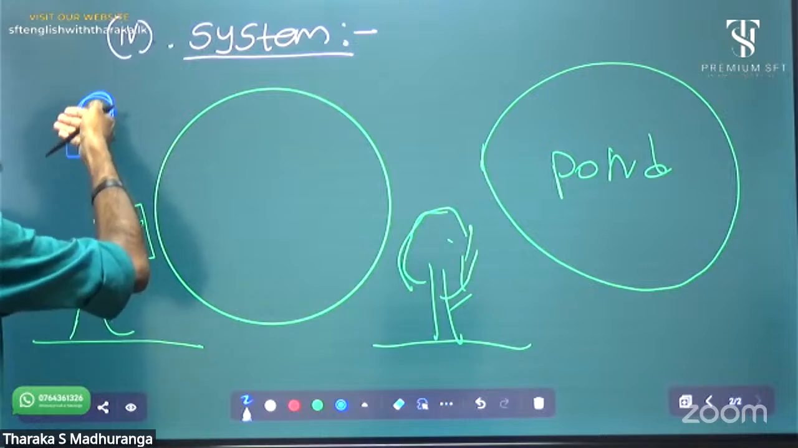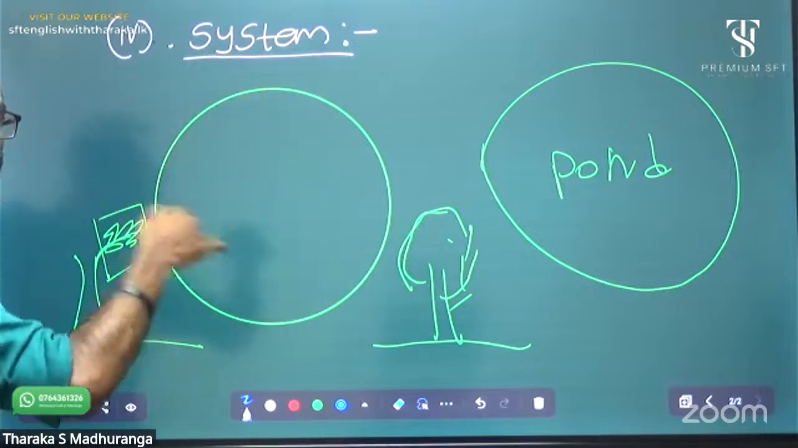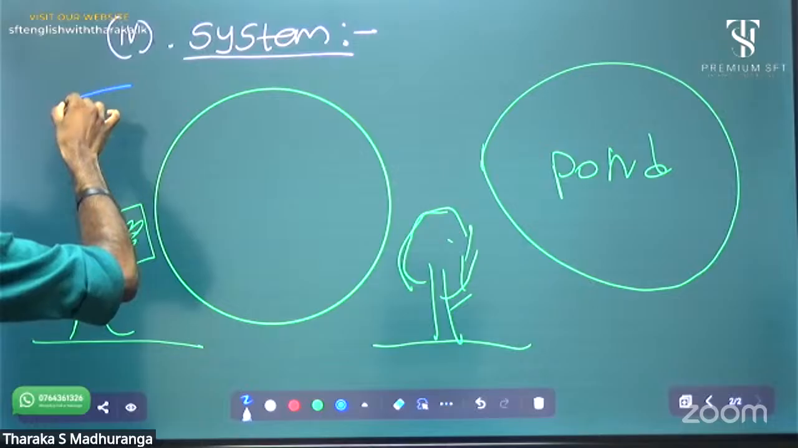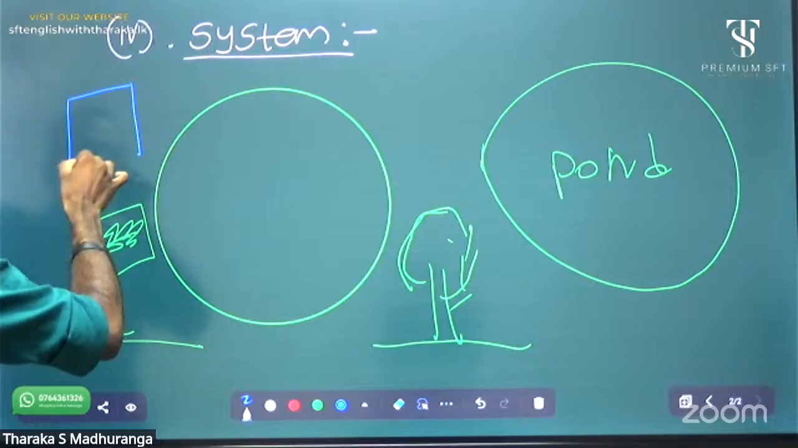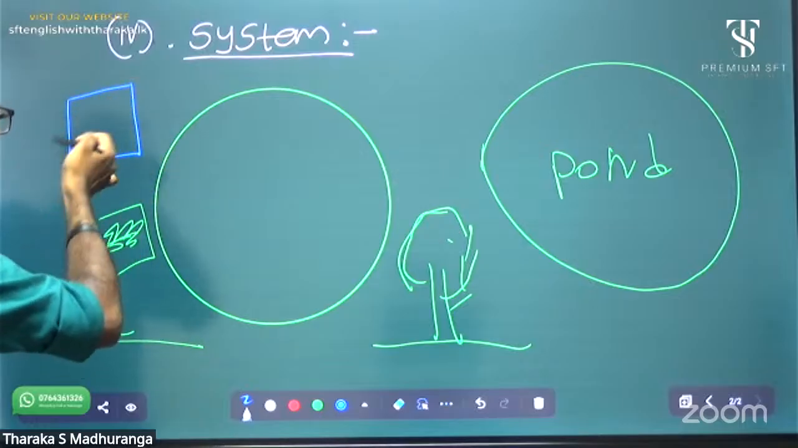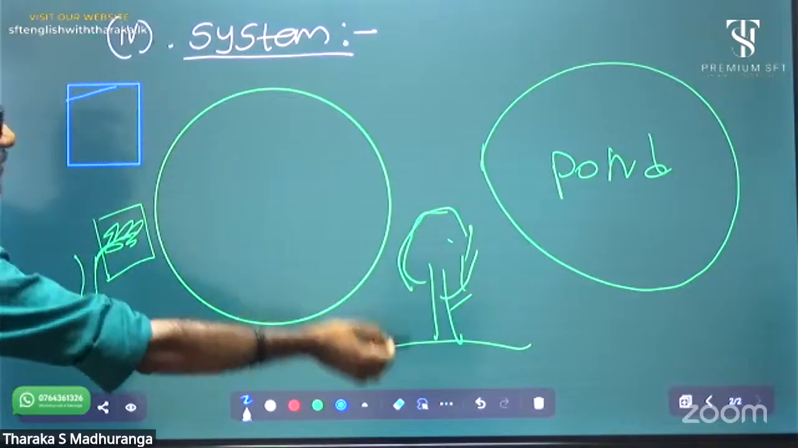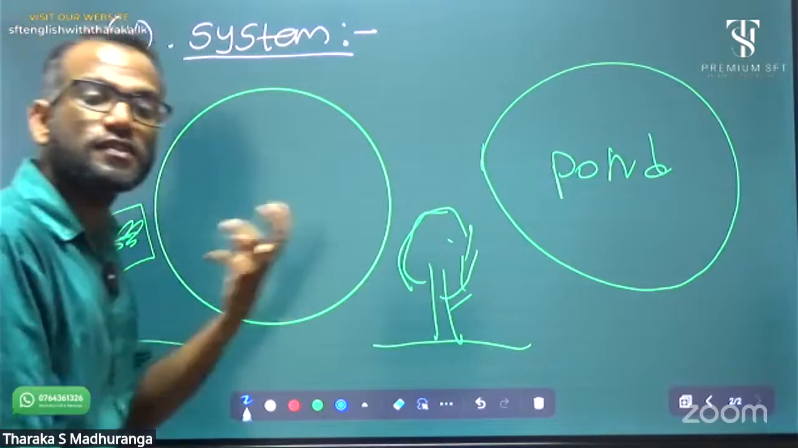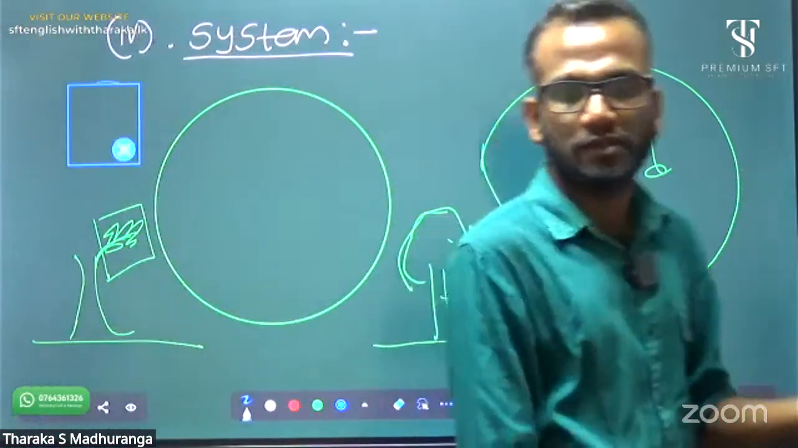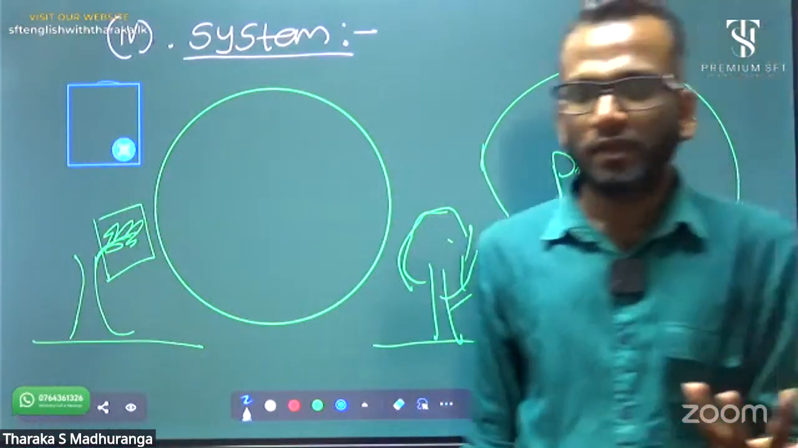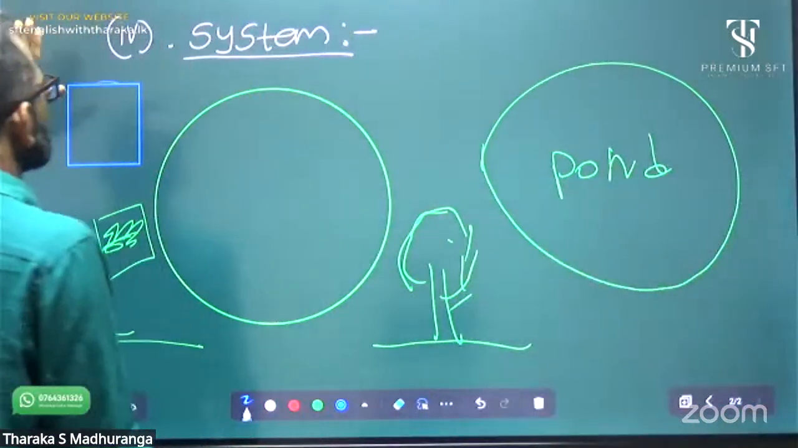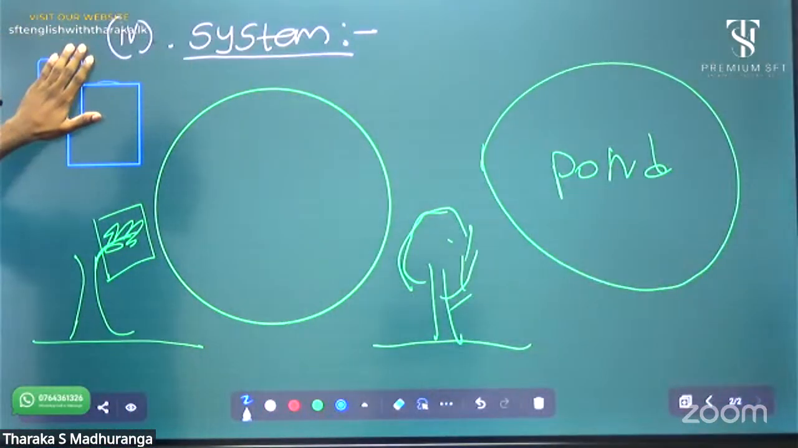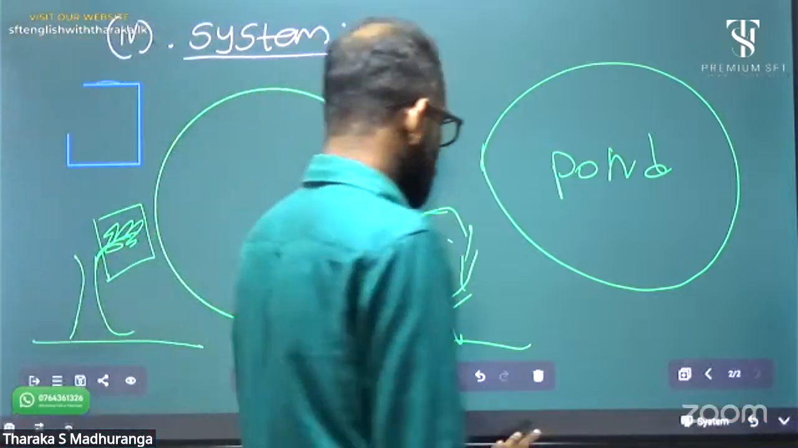If you're doing an experiment in the sea, we can select, say, a 10, 20 or 100 square meter area for our study. It is our system. A selected area is a system. That's the simple meaning of system. Okay, write down the definition.